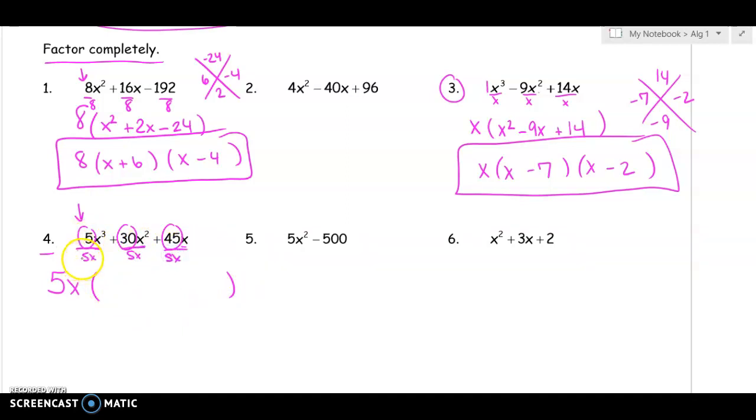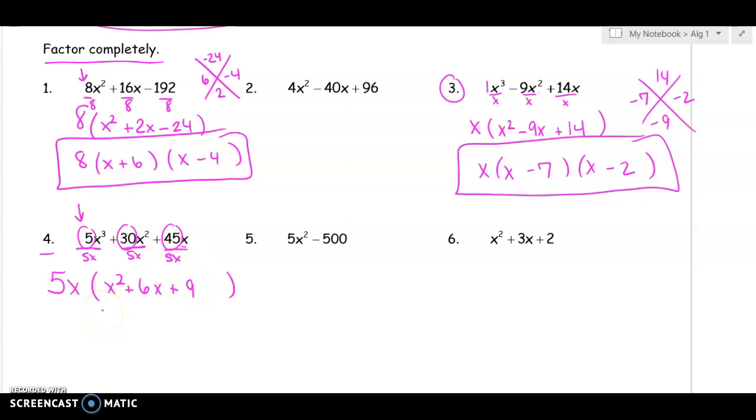So 5 divided by 5 is 1. You can put the 1 if you want, it's optional. X cubed divided by x is x squared. 30 divided by 5 is 6. X squared divided by x is x. Plus 45 divided by 5 is 9. And the x's cancel out.